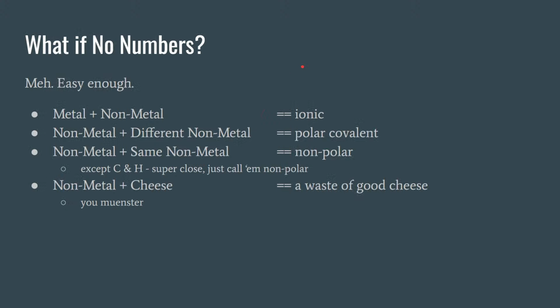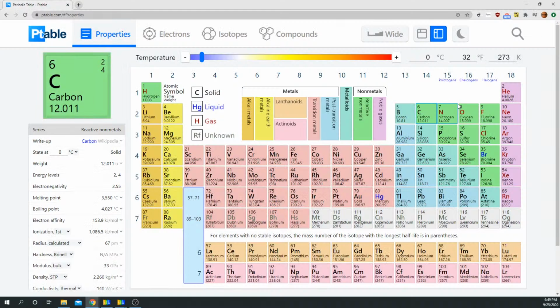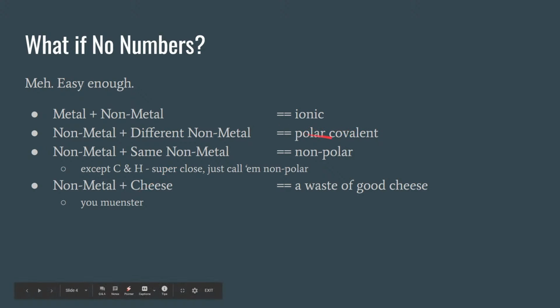So what if you don't have numbers? That's easy enough. We have a simple rule of thumb for that. If you have a metal plus a nonmetal, that's going to get you an ionic bond. If you have two different nonmetals, that is to say they're both over on the right-hand side of the periodic table, over here in the green section on ptable.com, in that case, you have a polar covalent bond.